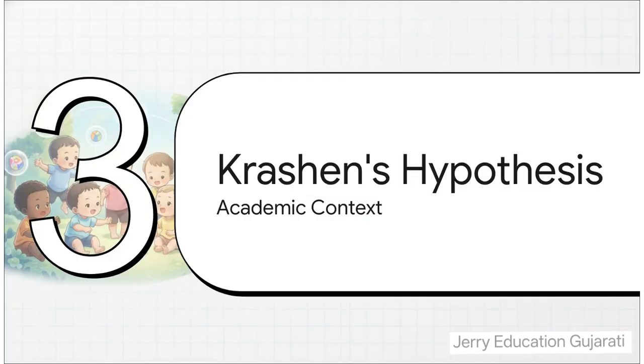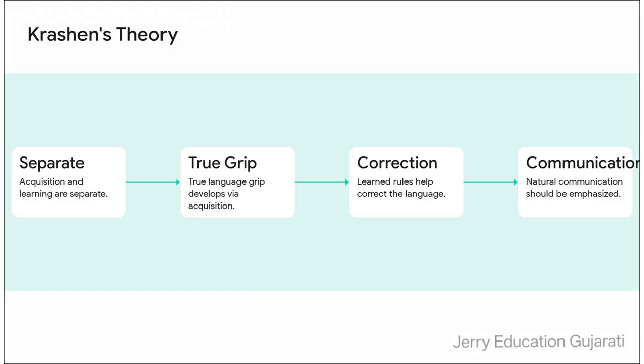Next up, Section 5, Stephen Krashen's hypothesis. To really give this some academic weight, we have to talk about linguist Stephen Krashen. He outlined 4 fundamental points in his famous acquisition learning hypothesis. First, he flat out stated that acquisition and learning are 2 totally separate, distinct things. Second, and this is huge, he argued that a true instinctive grip on a language only develops through natural acquisition. Third, he said the formal rules we learn in school really just act as an internal editor or a monitor to help us polish and correct our language. And finally, because true fluency comes from acquiring, he believed natural communication should be heavily emphasized in language education.